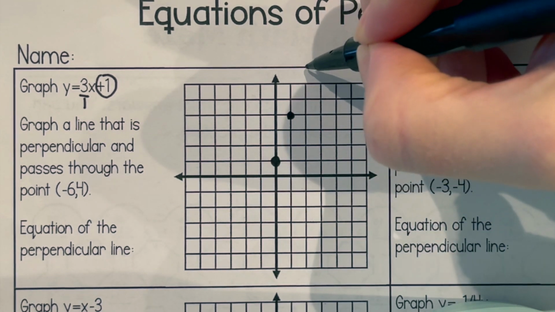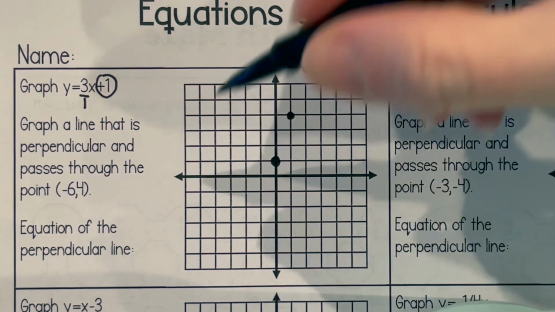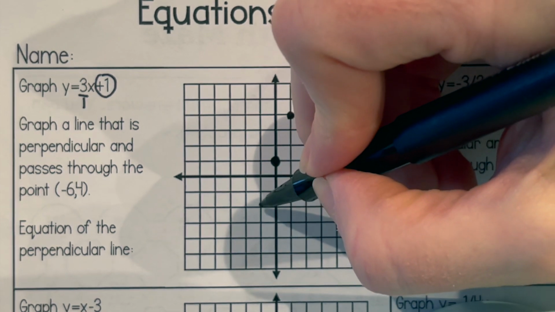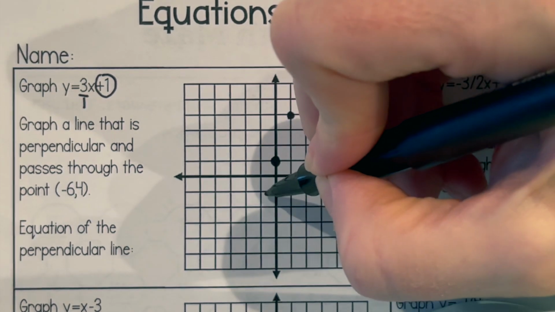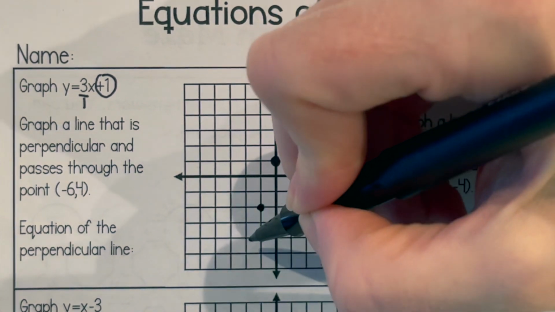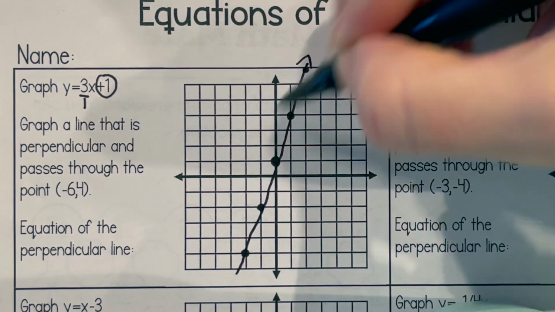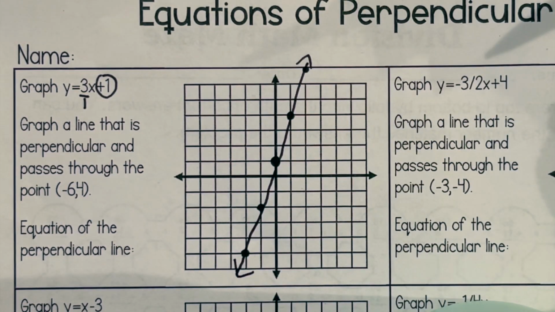I don't really have space to do another one. I could maybe plot one here. I could also figure out where there's a point here. So I could go up 3 over 1. So there'd also be a point here and here. So there's the original line.